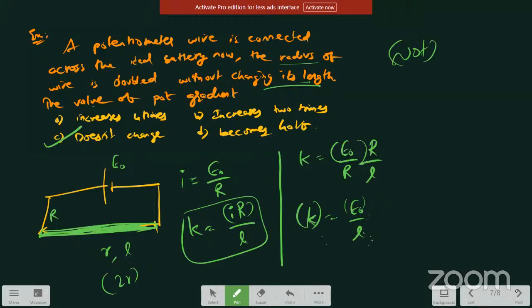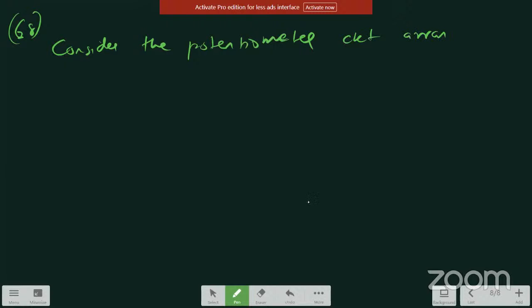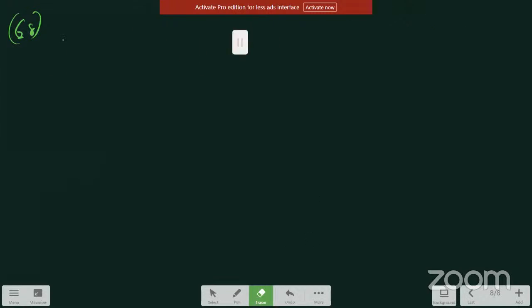Okay, there is one good question. This is the last solid example of the potentiometer. If you have this question, you can open it. I'm writing here. Consider the potentiometer circuit. Length of potentiometer wire is 600 centimeter. Question A.